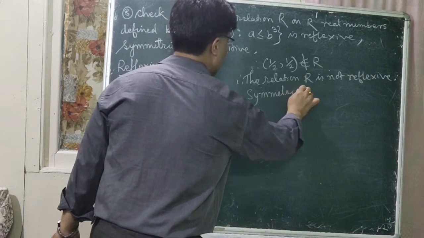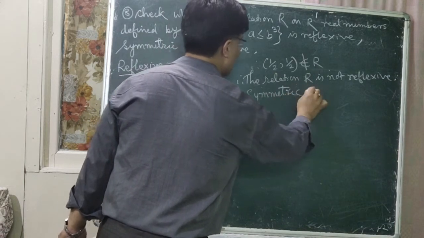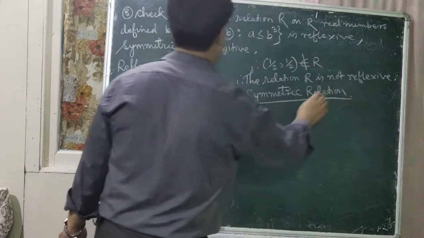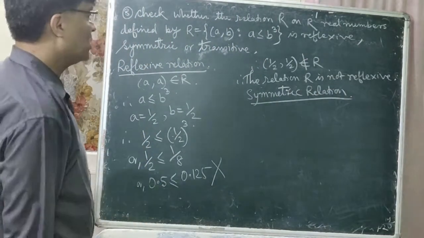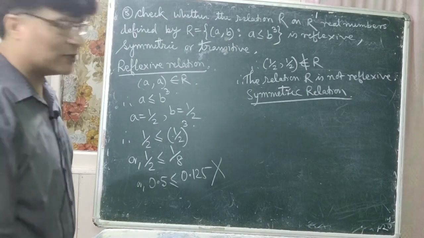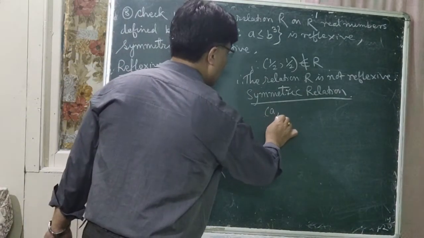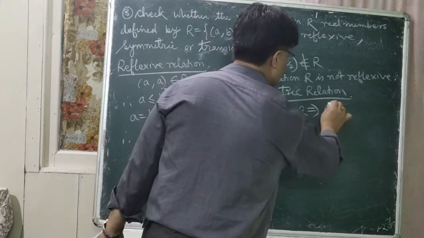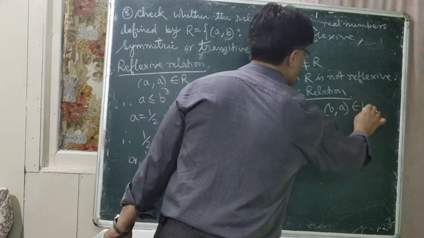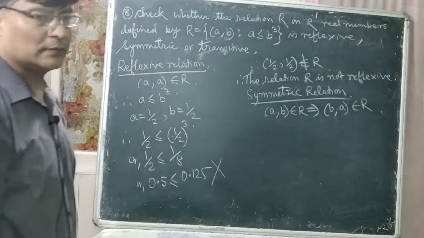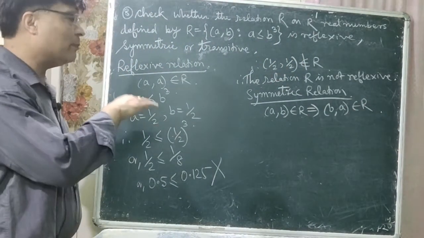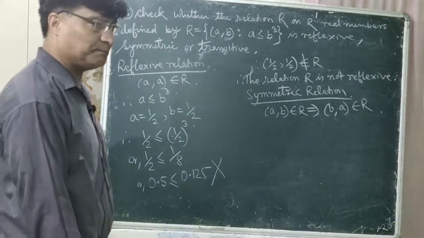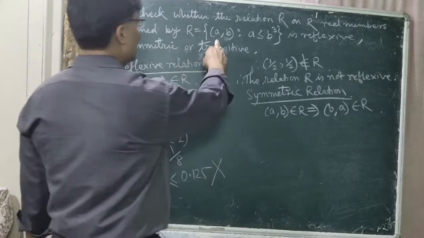Symmetric relation. So let us check for symmetric relation. What is the definition of symmetric relation? A comma B belongs to the relation R implies that B comma A belongs to the relation R. Is that clear? A comma B belongs to the relation R should imply B comma A belongs to the relation R.